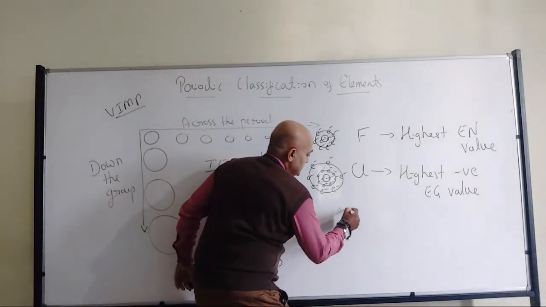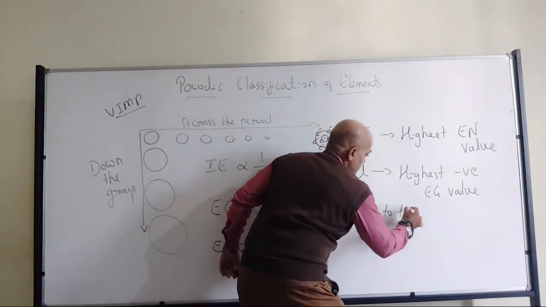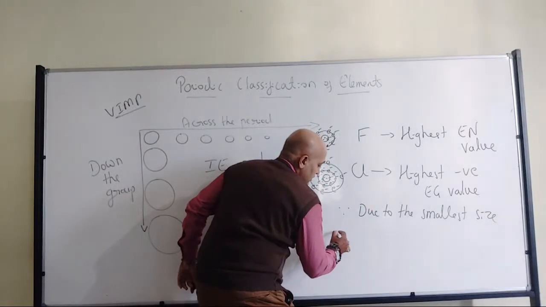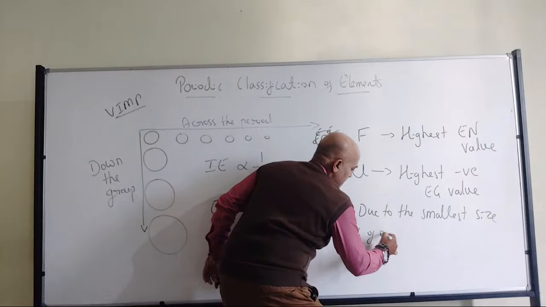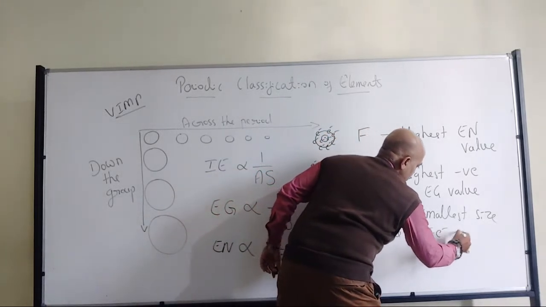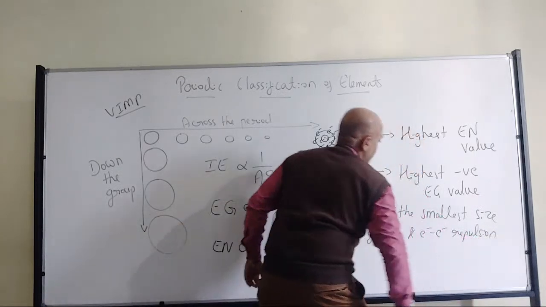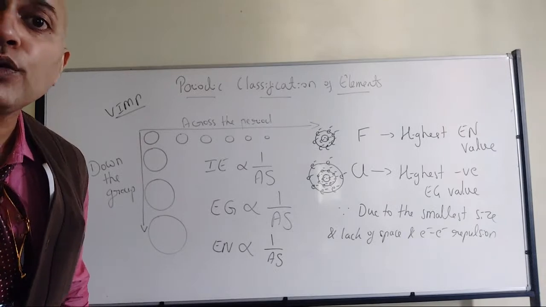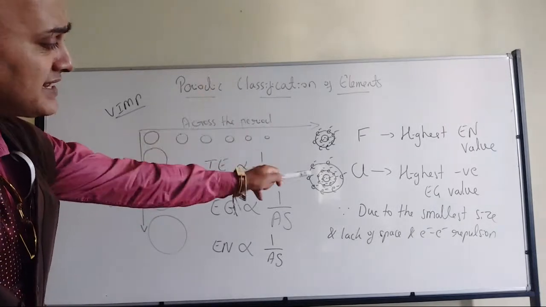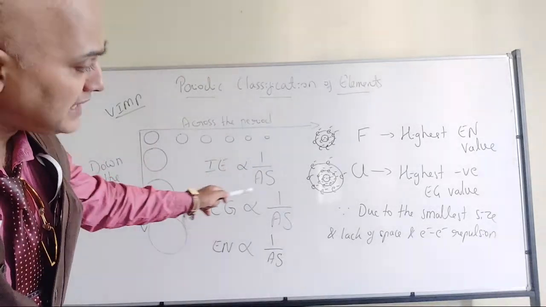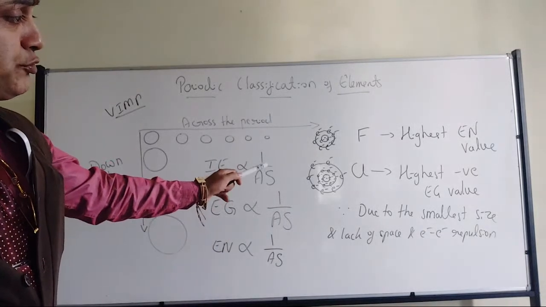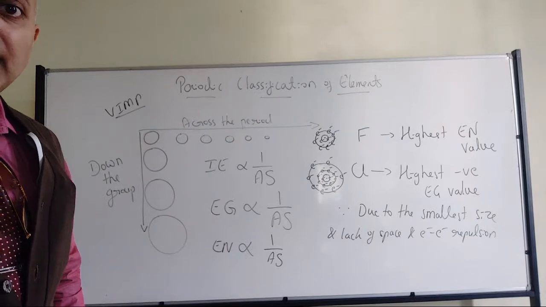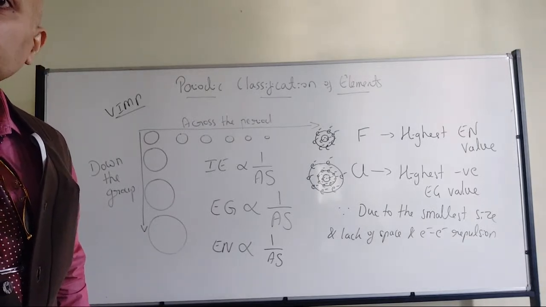The answer is, this is because of the smallest atomic size, lack of space and electron repulsion. Fluorine will have less electron gain enthalpy negative value compared to chlorine. So what is that answer? Due to the smallest size there will be lack of space, and due to that electron repulsion will occur. So therefore fluorine will have less tendency to accept the electron. It will attract the electron, but it is not going to gain the electron.